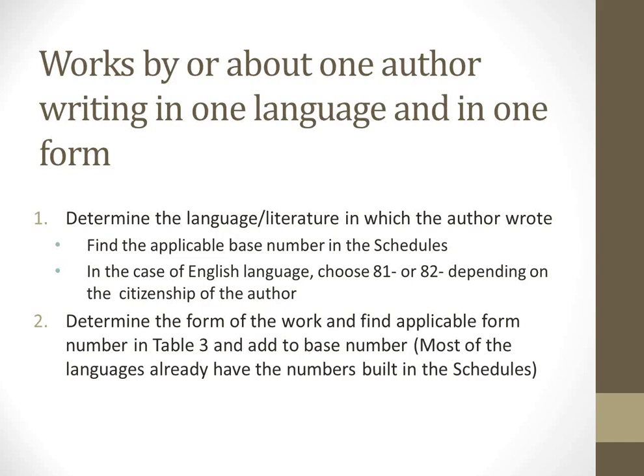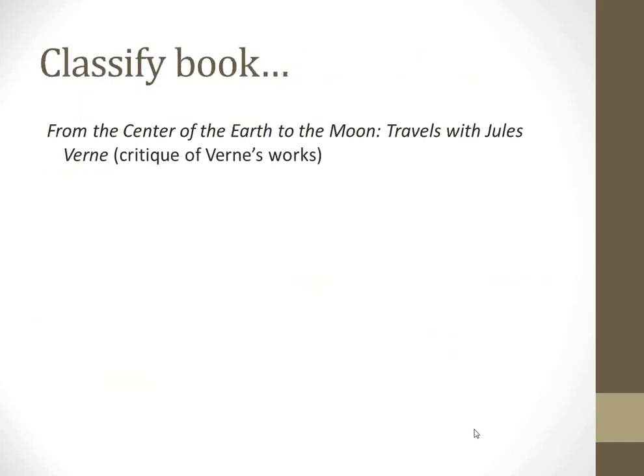Most of these languages already have the numbers built into the schedule, so you don't actually have to do the building in Table 3, but I just wanted you to know where these numbers come from. So let's say we have a book called From the Center of the Earth to the Moon, Travels with Jules Verne, and it's a critique of Jules Verne's works, which were novels. You would have to know that he wrote in French. The base number for French is 84.